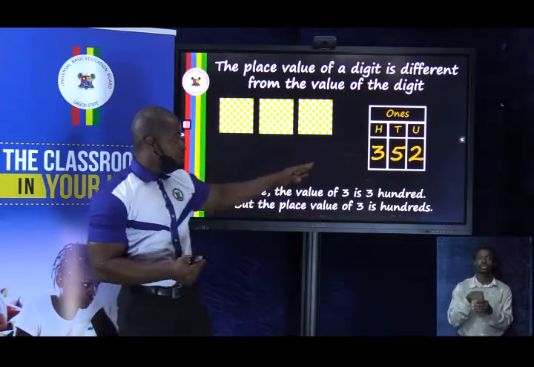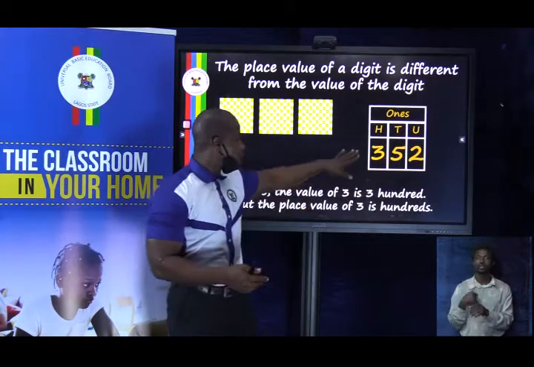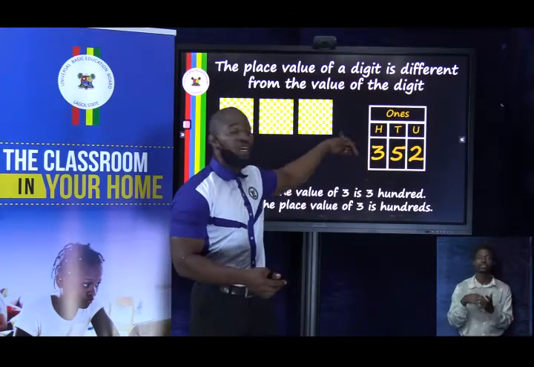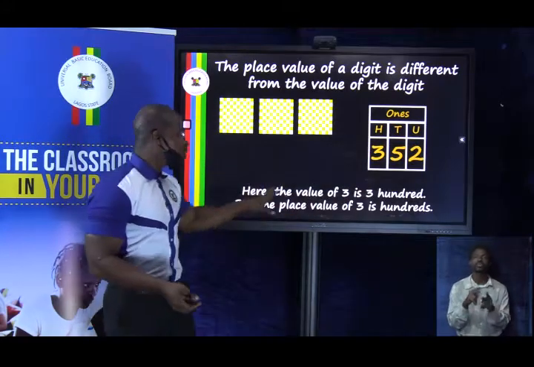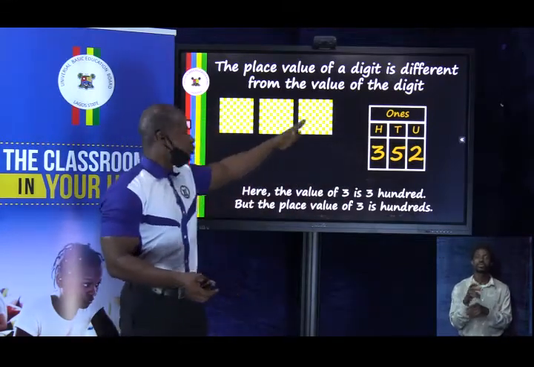By the time we get here, we are no longer counting in tens, we are counting in hundreds. So what are we counting in? We're counting in hundreds. And so the value is 300 because there are 300 in 3 places.